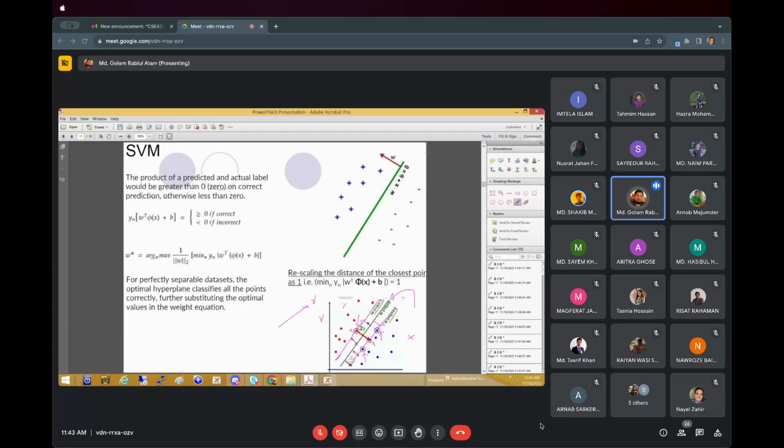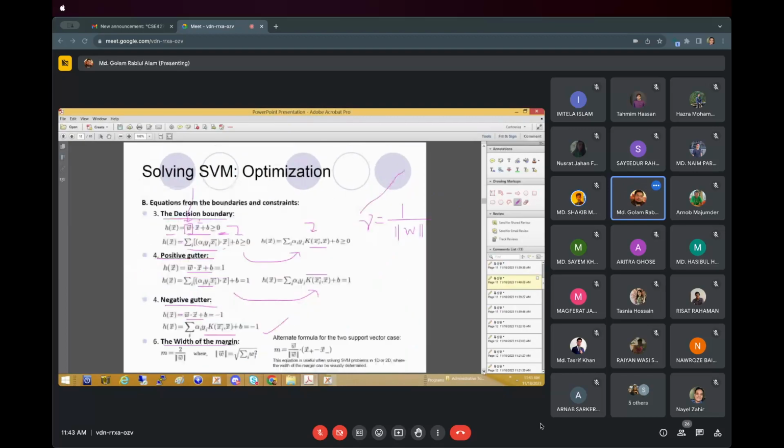This is gamma, and this is also gamma. So the total width will be 2 gamma. That's why, from the equation you can see here, we can also derive another equation. It will be 2 gamma, so that means this times 2, that means 2 by the norm of W. This W is our Euclidean norm. Okay, 2 by this Euclidean norm.